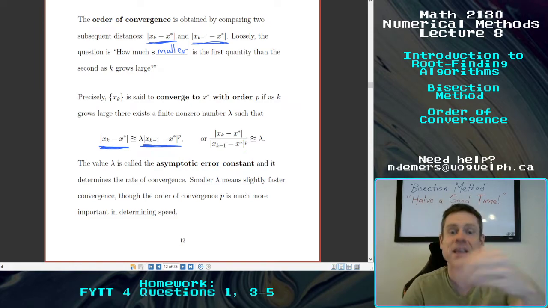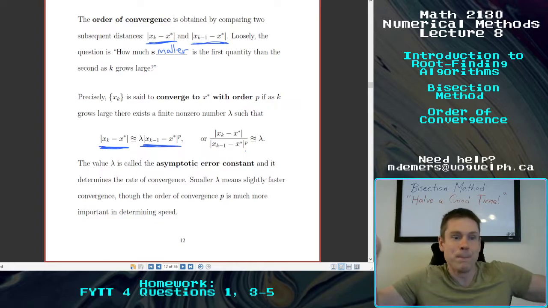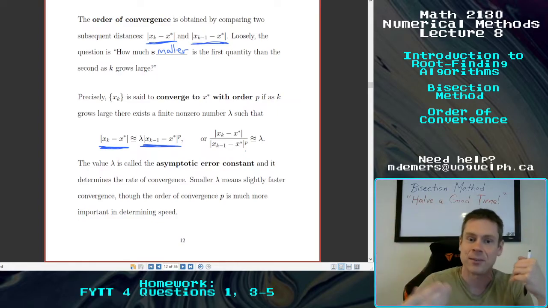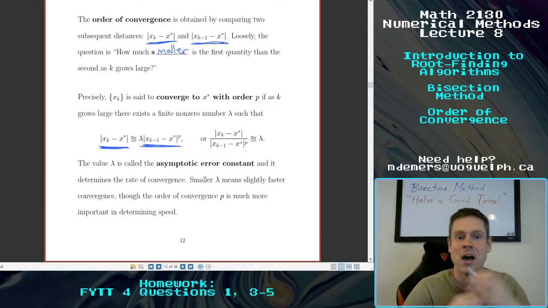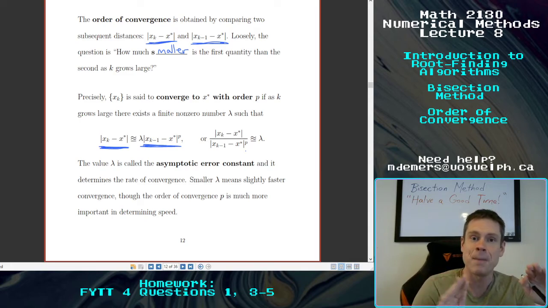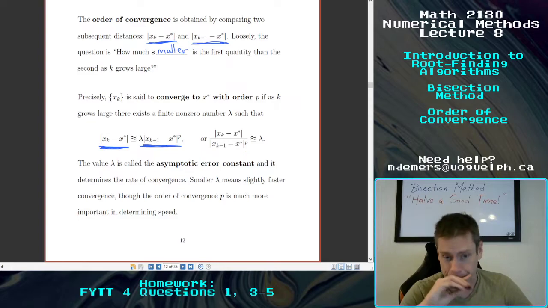So this p exponent, the higher the p is, basically, the more the distance is shrinking, and the more quickly it's shrinking with every successive estimate. That's how we measure this order of convergence. It's a really tricky definition, and it's very hard to actually calculate by hand. It's only in a very few cases that we can do that.